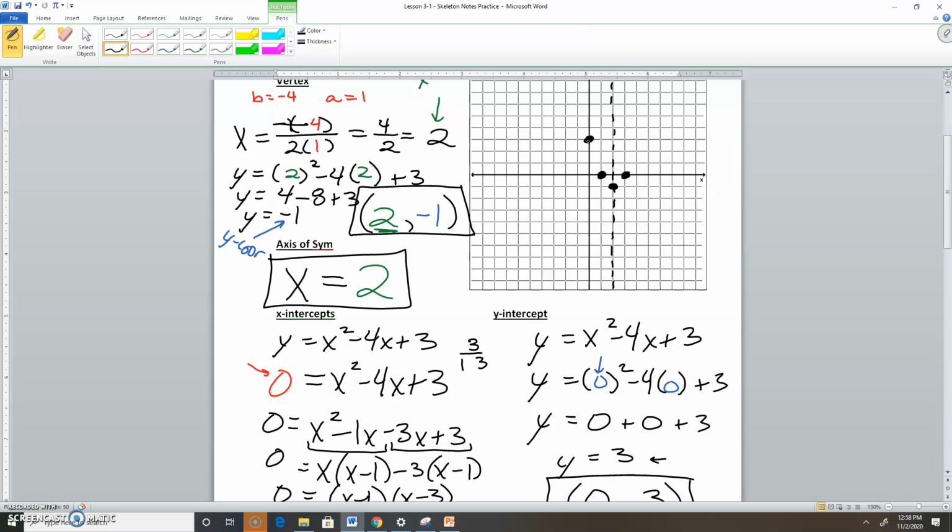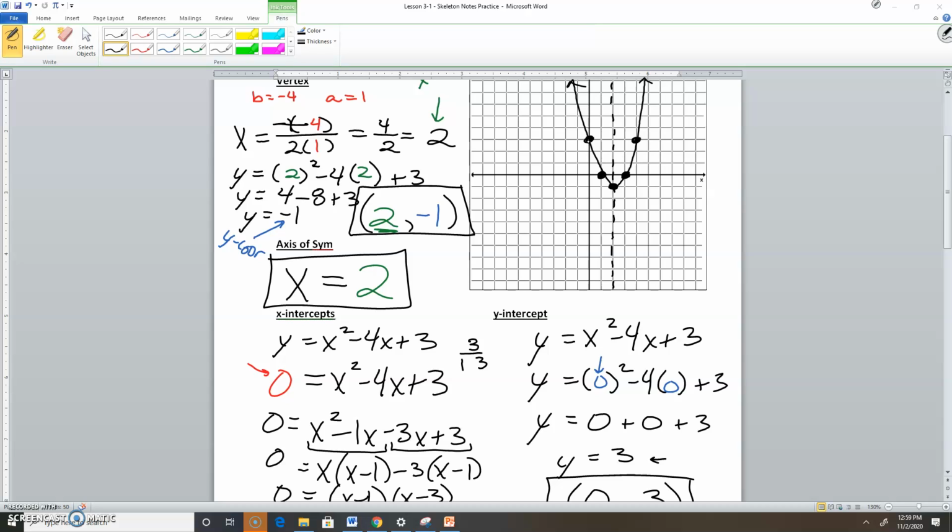So how do I find that 5th point? Well, here's my axis of symmetry. There's a point right here that is 2 away. That means there has to be a point this way that's also 2 away. So that right there has to be another point. Okay? And then all I've got to do is I'm going to go through and draw my parabola.